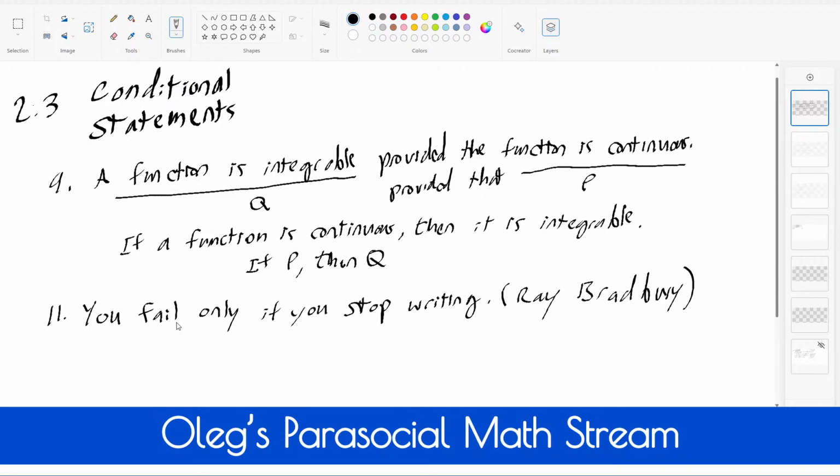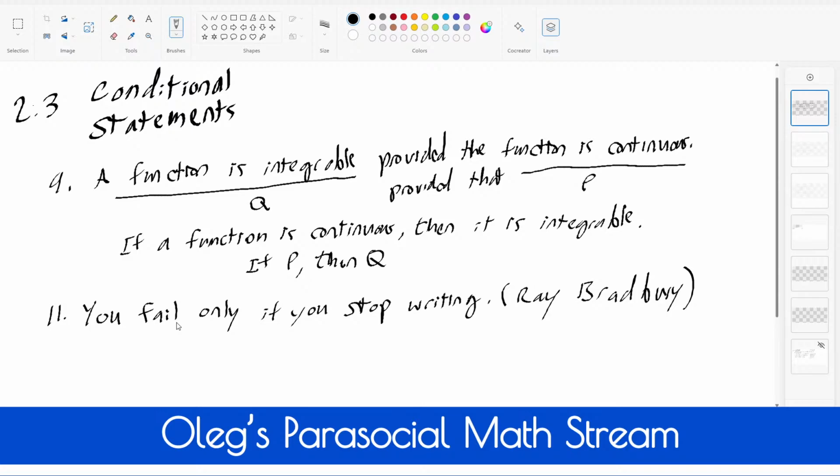I would say this is, let's try it as Q if P. If you stop writing, you fail. That makes more sense. Or we could say only if you stop writing, you fail. No, we're using the if form. If you stop writing, you fail. The "only" gets dropped. We simply rewrite as if P then Q.